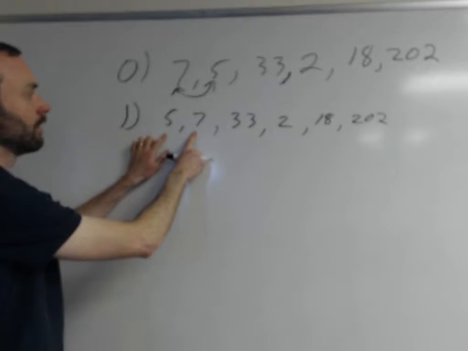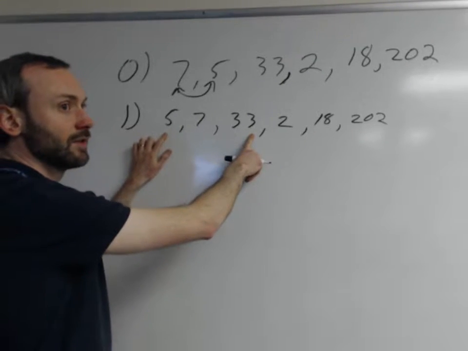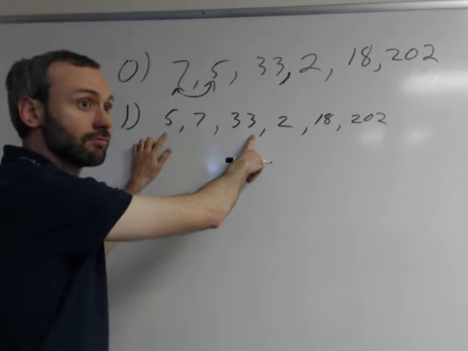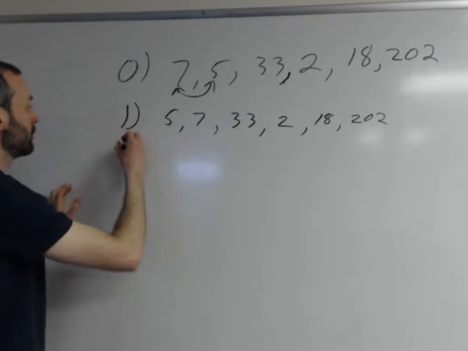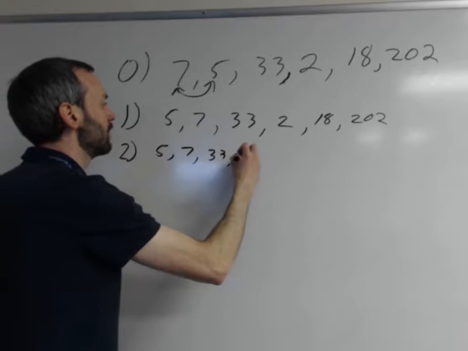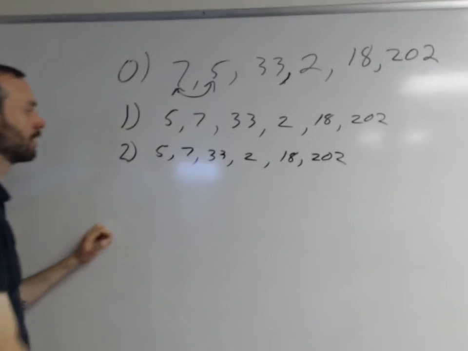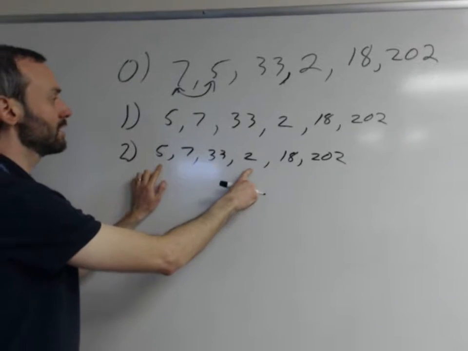Okay, great. All right, now that we know the first 2 elements are in sorted order, let's add a third one. Is that 33 in the right place? Yes, it is. So we don't need to do this one. 5, 7, 33, 2, 18, 2, 0, 2. All right, so we know these 3 are in sorted order.